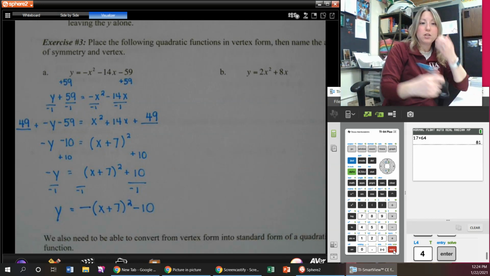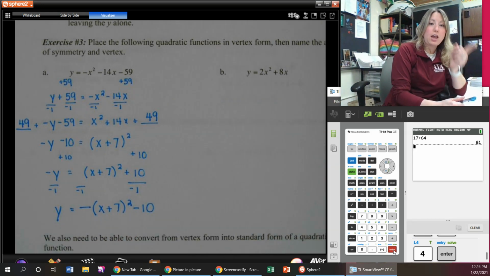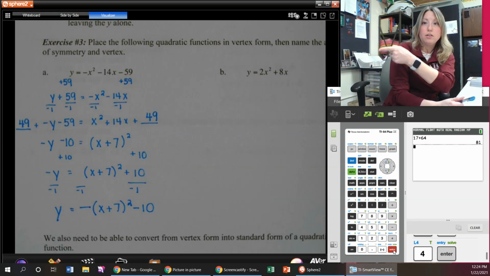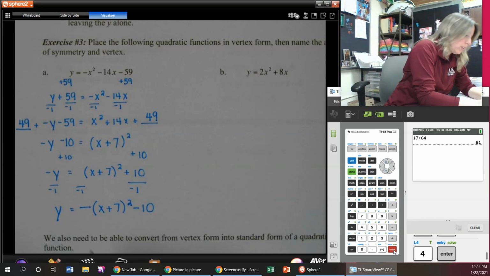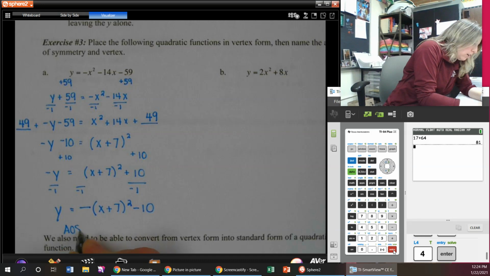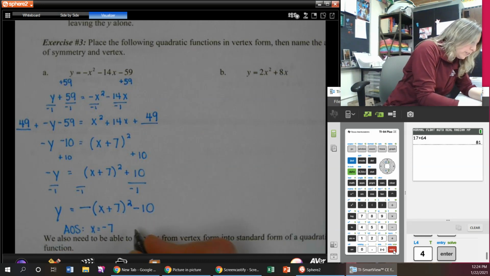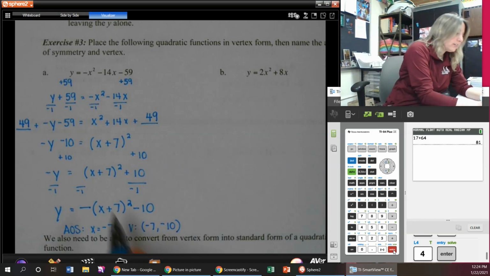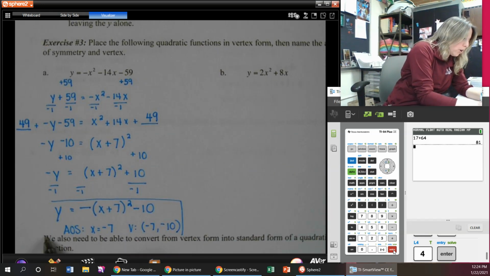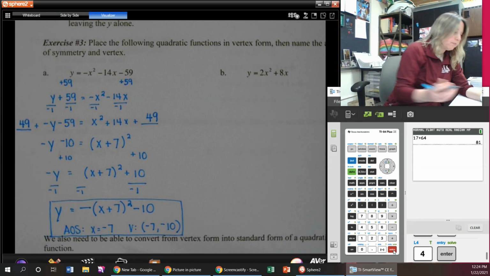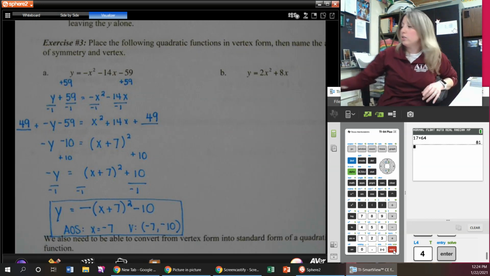Now we also needed to state the axis of symmetry and the vertex or turning point. So your axis of symmetry is always x equals, and it's always the opposite of what's inside the parentheses. And your vertex is the opposite sign for the x, the correct sign for the y. Those are the pieces that we're going to check using our graphing calculator. Okay? So here's how we're going to check it.